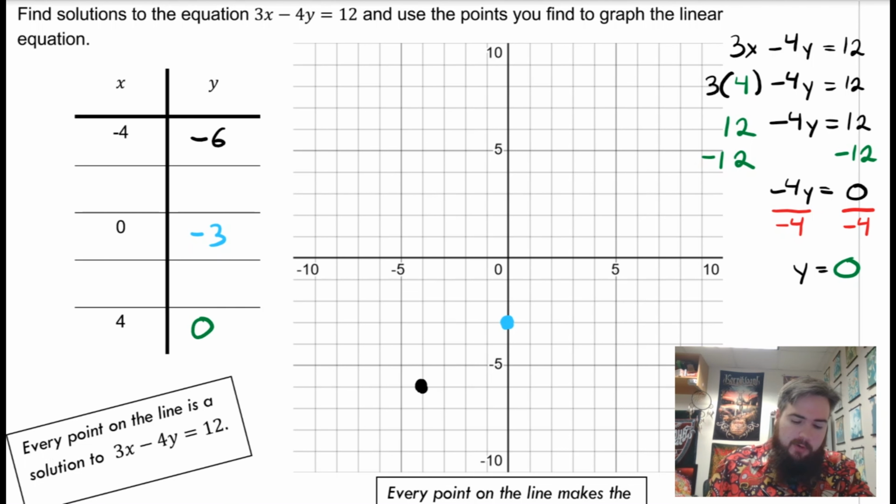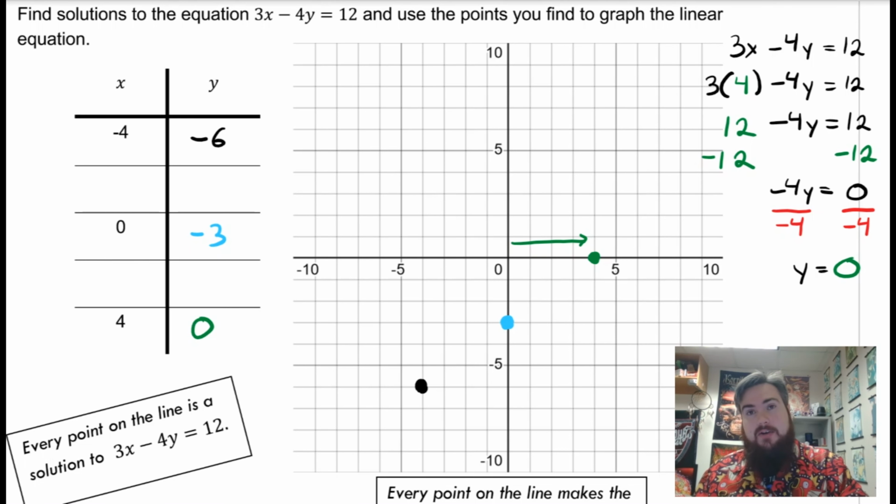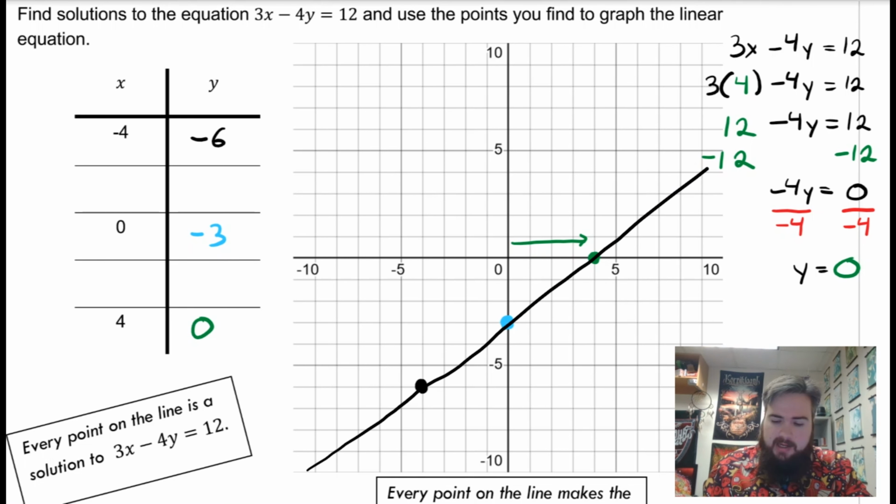So that gives me a third point to plot. 4, 0 would mean go 4 in the x direction, and 0 for y would mean do not move vertically at all. So we would just be on the x-axis itself here at 4, 0. I can connect these points here and I can create my line. Just like that.